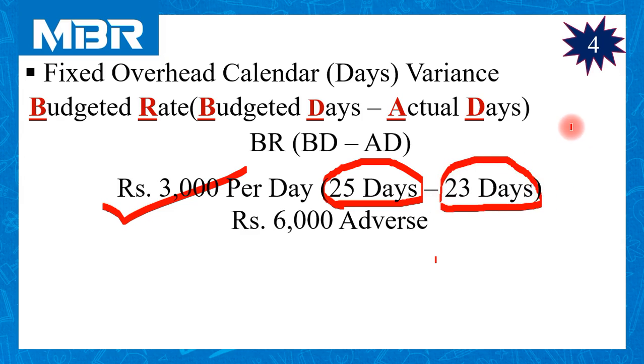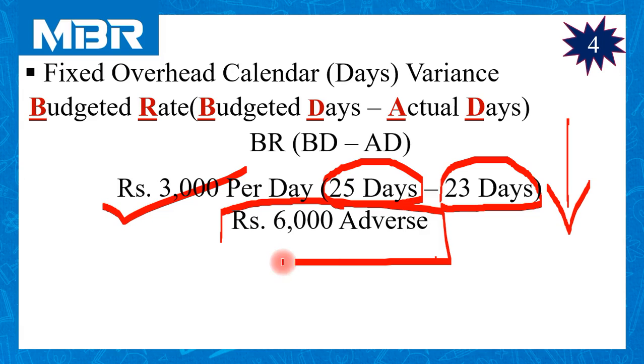So here we have received less work for 2 working days. 25 minus 23 is equal to 2, multiplied by 3000. So the company is facing a loss of rupees 6000.